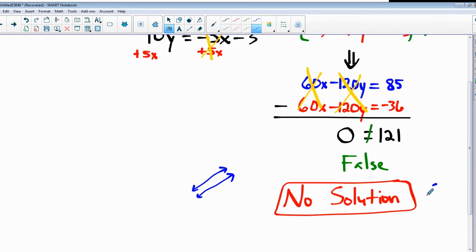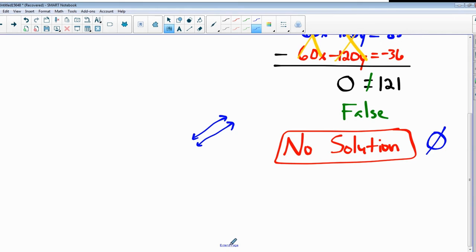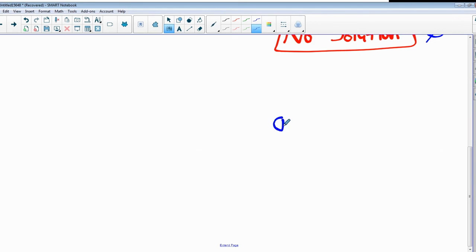No solution. Another symbol we could use is the circle with a line through it. That's called the empty set symbol. So I'm not going to go over an example, but like this. But if you had another situation where it's the same number on both sides, right? Like 0 equals 0. If you were to get 0 equals 0 or something like that, some true statement, then remember we say infinitely many solutions.